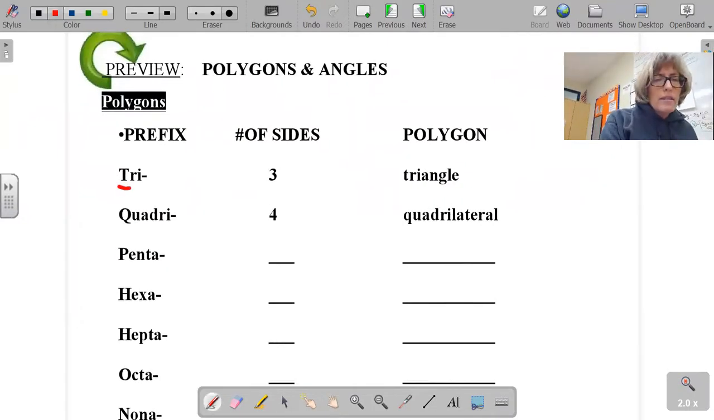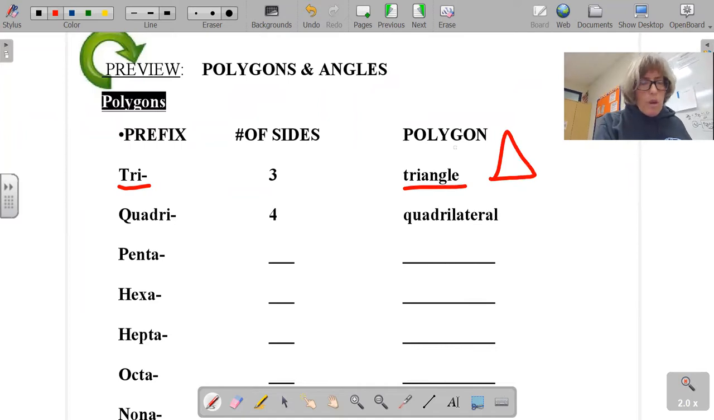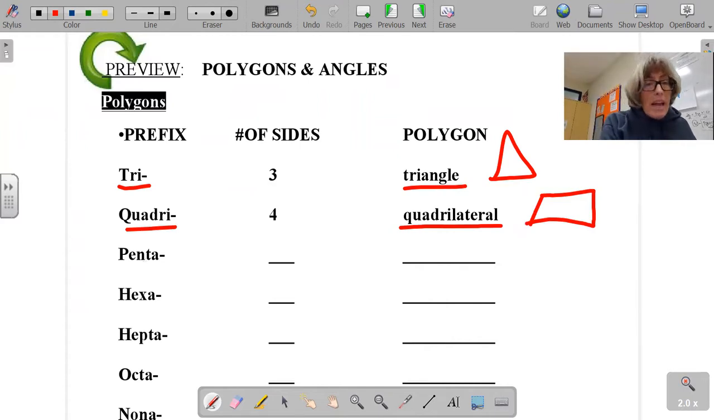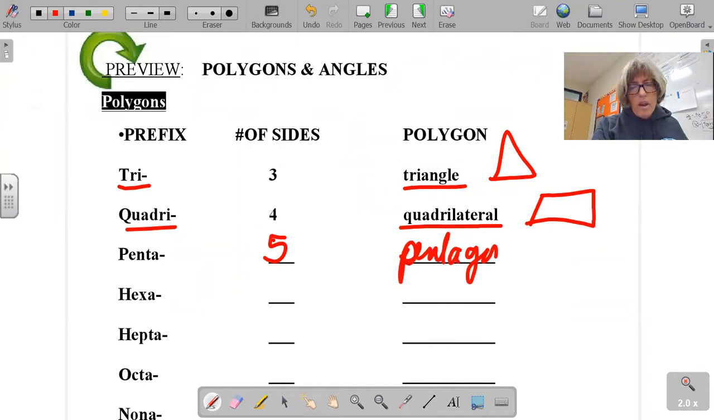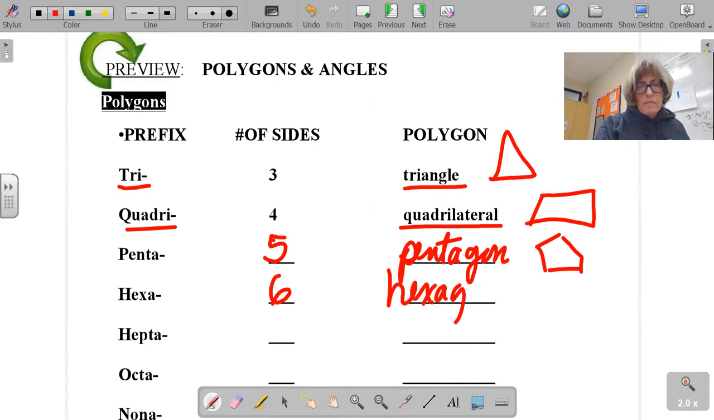So the prefix tri, that's where we get triangle. Quadri, four sides, quadrilateral, one, two, three, doesn't matter how many. Then we have a penta, penta is five. And you have a pentagon. Think of a baseball home plate. And you have a hexagon. Hexa is six. Hepta is seven. Octa is eight. Nona is nine. Deca is 10. So hepta is seven. We call that a heptagon.